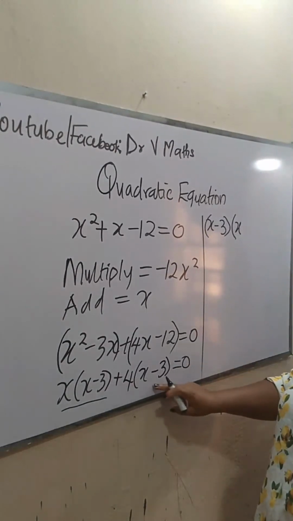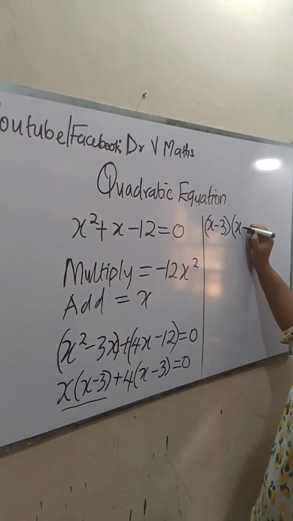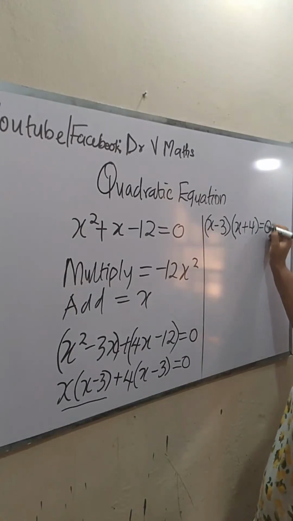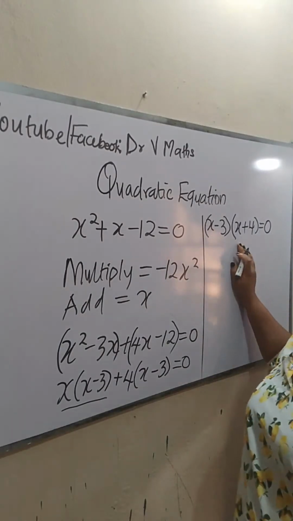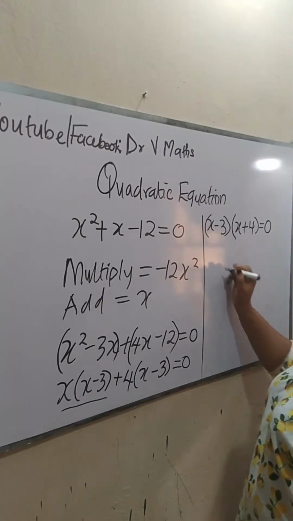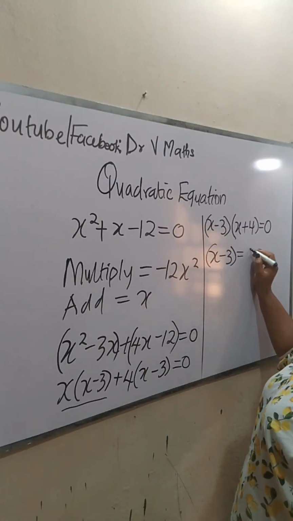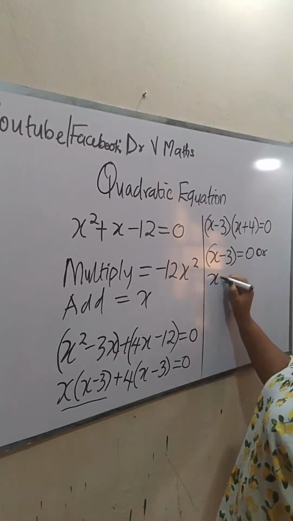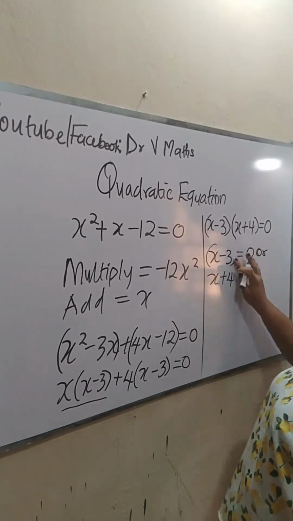Then divide this side by x minus 3, and we have x plus 4 equal to 0. So remember when I said if the product of the two parentheses is equal to 0, it simply says that either of them is 0. So we equate either of them to 0: x minus 3 equals 0, or x plus 4 is equal to 0.